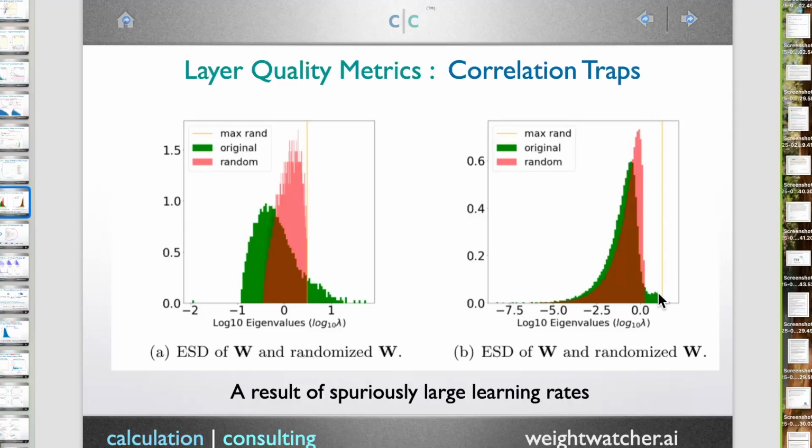This is another reason why adding alpha directly to the loss function is difficult, because these traps will make alpha seem smaller than it should be. So if you add alpha to the loss function, you could in fact induce correlation traps. You have to look out for things like this, and you'd need some additional regularizing term to prevent the trap from forming. I'm going to stop there.